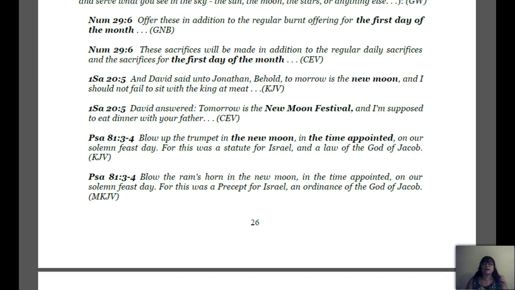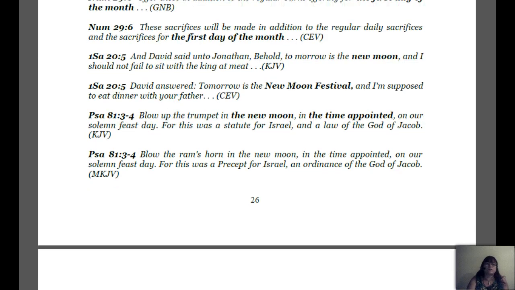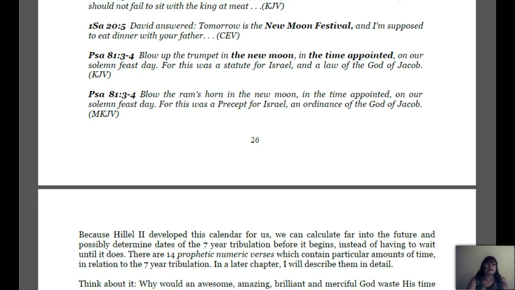And this one is the Common English Version. These sacrifices will be made in addition to the regular daily sacrifices and the sacrifices for the first day of the month. So just a rewording of the same verse. And 1 Samuel 20, and David said unto Jonathan, Behold, tomorrow is the new moon, and I should not fail to sit with the king at meat. From the King James Version. 1 Samuel 20, David answered, Tomorrow is the new moon festival, and I am supposed to eat dinner with your father. The Common English Version again. As you can see, it's a little bit easier to understand.